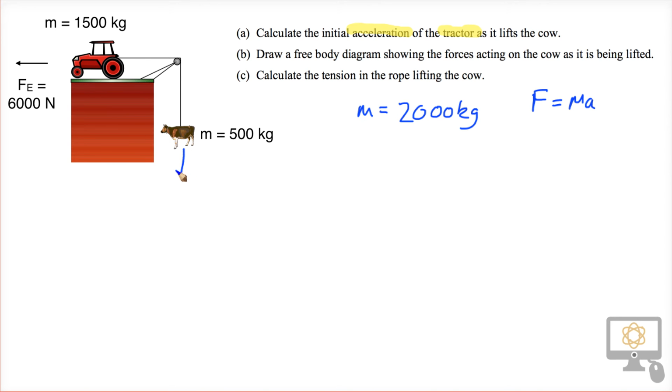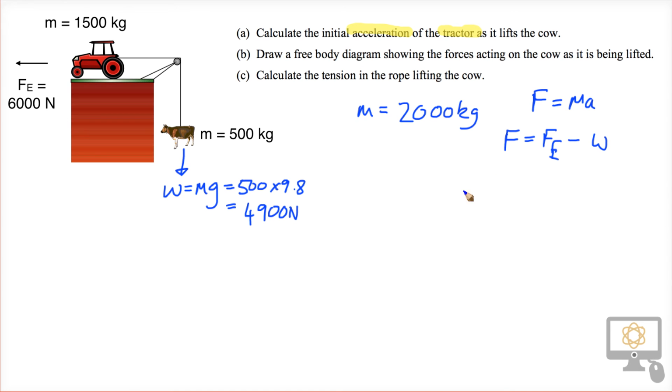And that is the weight acting down here of the cow. And that weight is its mass times the gravitational field strength. So the weight of the cow is 500 times 9.8. And so if we just quickly do that calculation, we get a value of 4,900 newtons. So that's the other force, and so we can say that our unbalanced force is the difference between the engine force acting in one direction and the weight acting in the other direction.